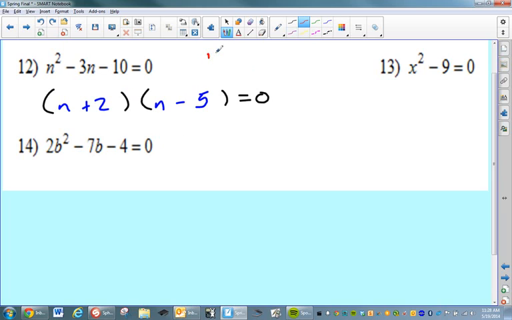Yep, you do n plus 2 equals 0, so n equals negative 2. And you do n minus 5 equals 0, so n equals 5. Put them in solution presentation if you want to.